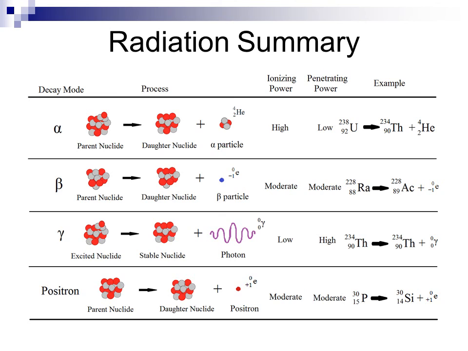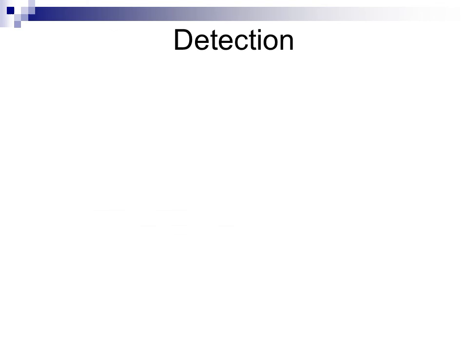The positron emission at the bottom is also moderate in both its ionizing and penetrating power, and is the conversion of a proton to a neutron, releasing a positron. In the middle, the gamma radiation releases a photon of gamma ray that is on the order of 1 × 10⁻16 meters in its wavelength, and has low ionizing but high penetrating power.